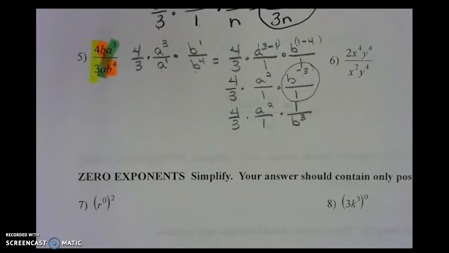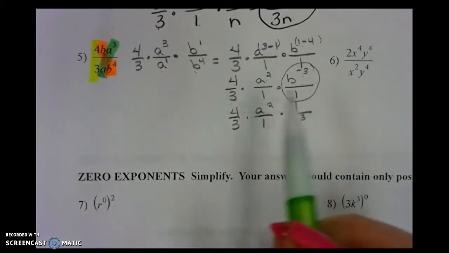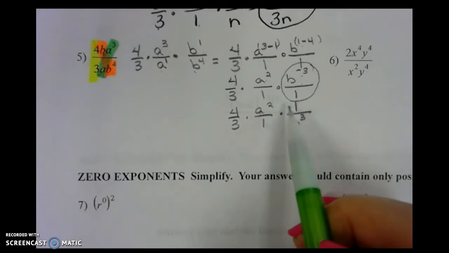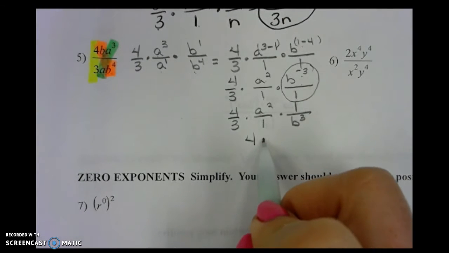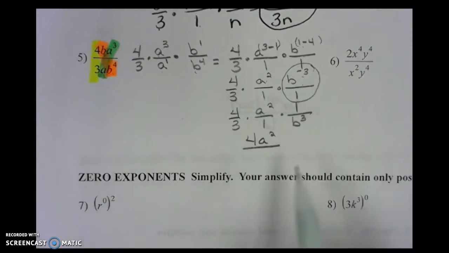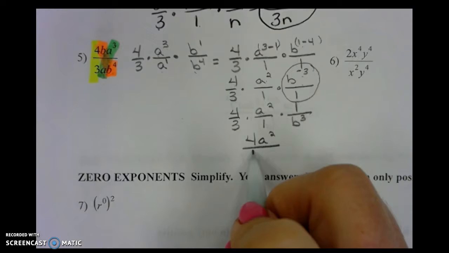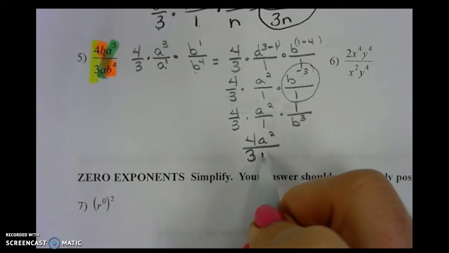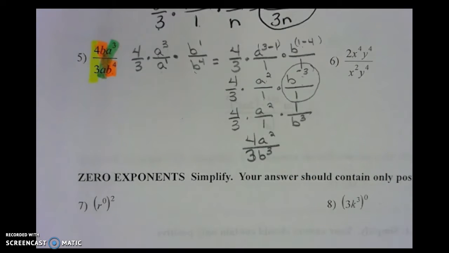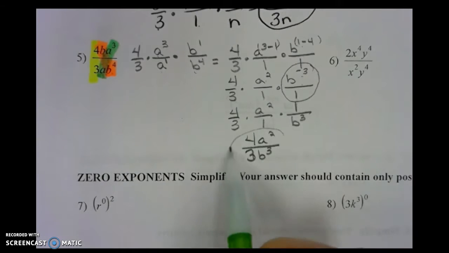Now we're ready to multiply straight across and get our answer. 4 times a squared times 1 is 4a squared. 3 times 1 is 3 times b to the third is 3b to the third. And this is your final answer.